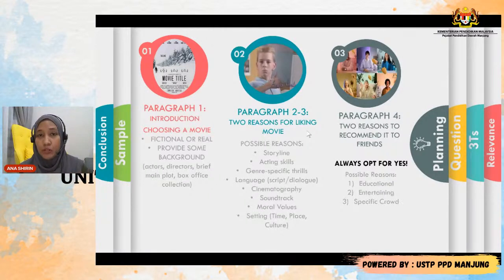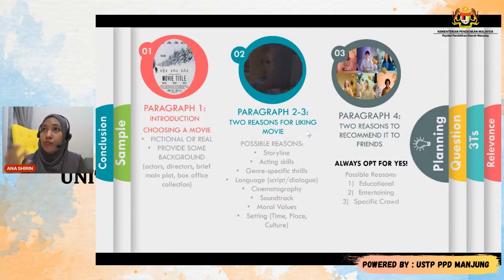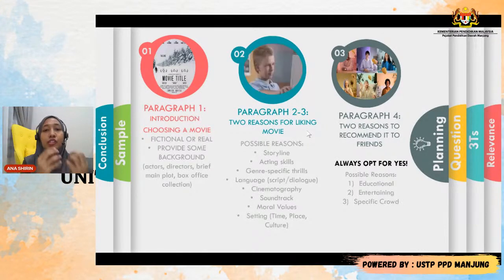And these are the possible reasons for liking a movie: the storyline, the acting skills, the genre specific thrills. That might be a bit of a flashy word for you, but it could be if you like action movies, you like the shooting scenes. If you like war movies, you like the battle scenes. If you like romantic comedy, you like the romantic scenes. So these are the genre specific thrills. You like the language, cinematography, soundtrack, moral values that you have learned, and also the setting.